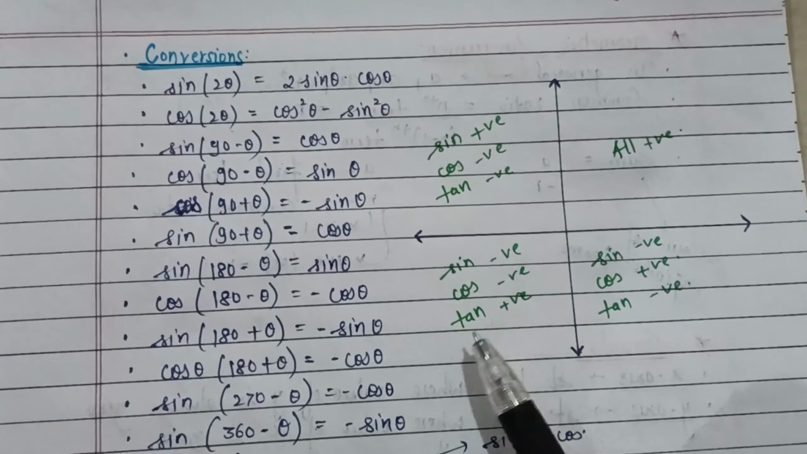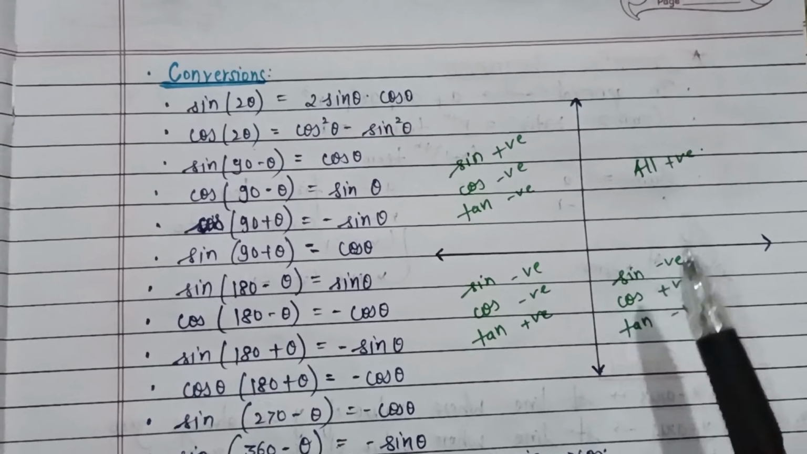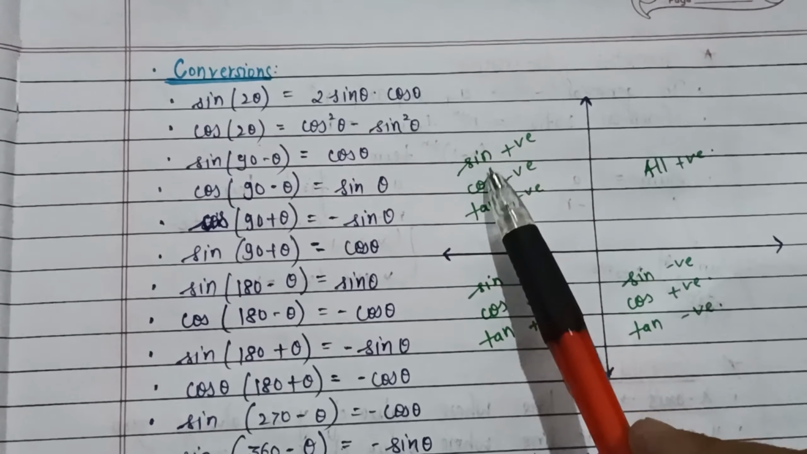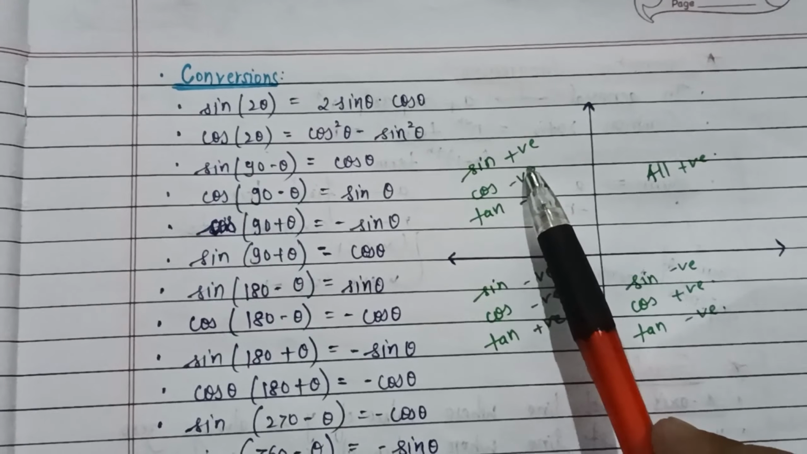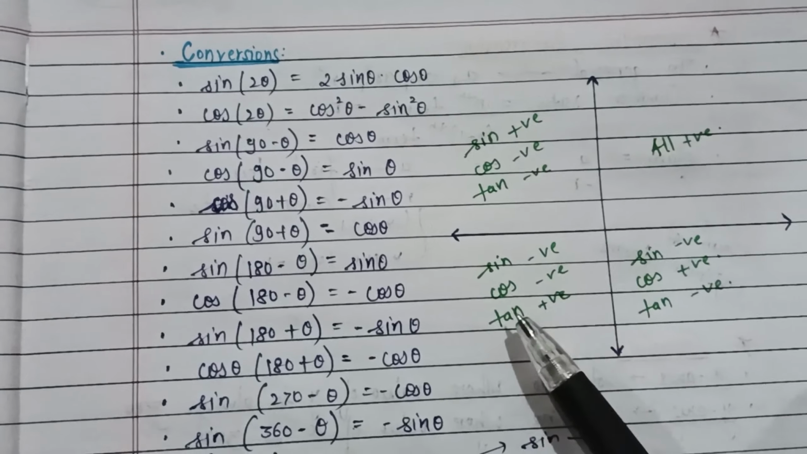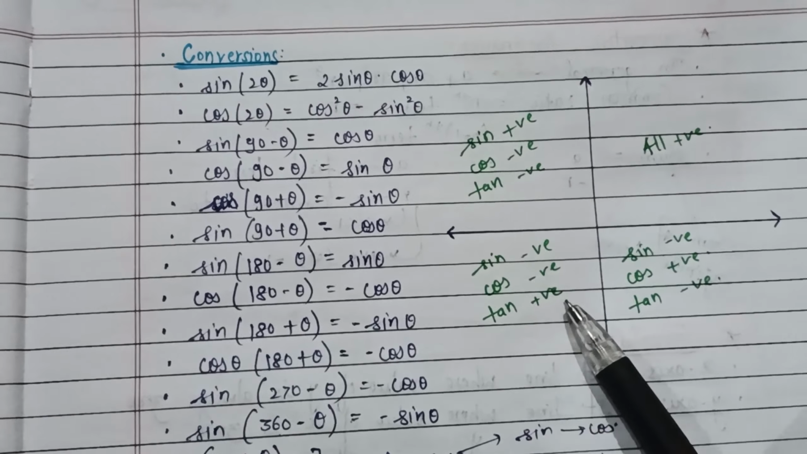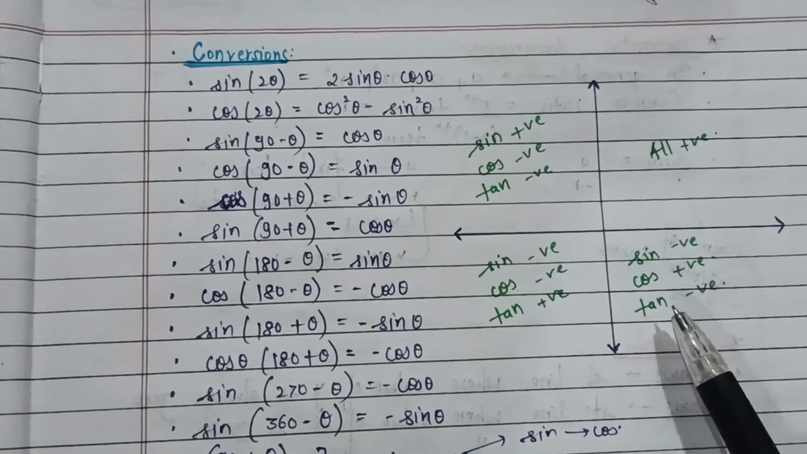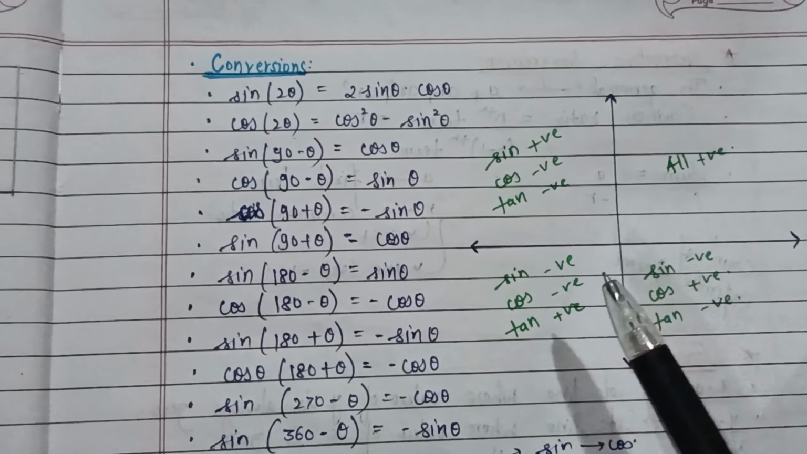Conversions. In a Cartesian plane, all the trigonometric functions in the first quadrant are positive. In the second quadrant, only sine and cosec are positive. In the third quadrant, only tan and cot are positive. And in the fourth quadrant, cos and sec are positive.